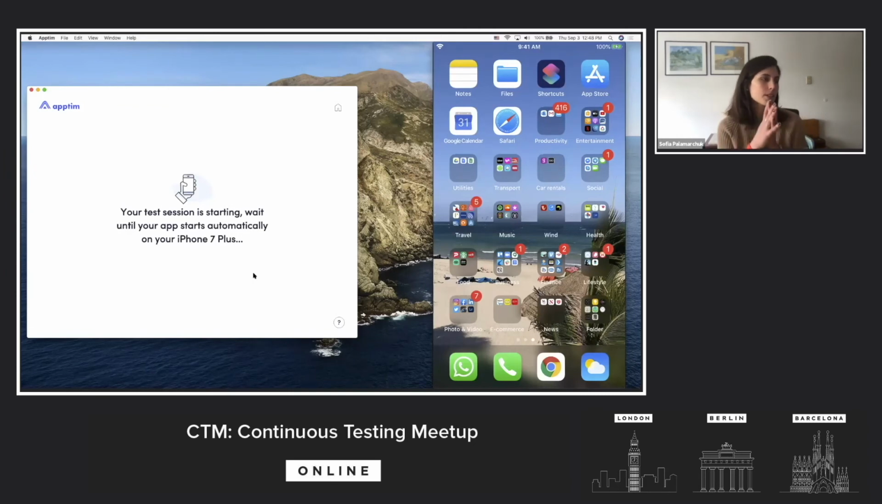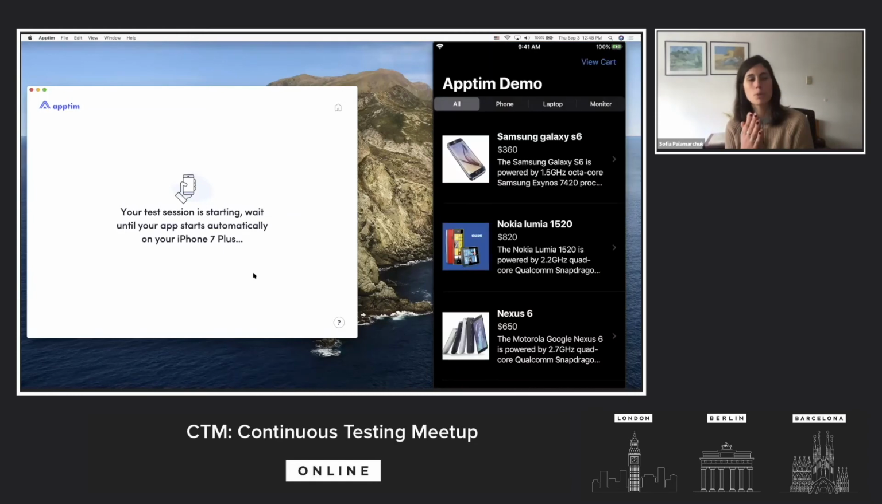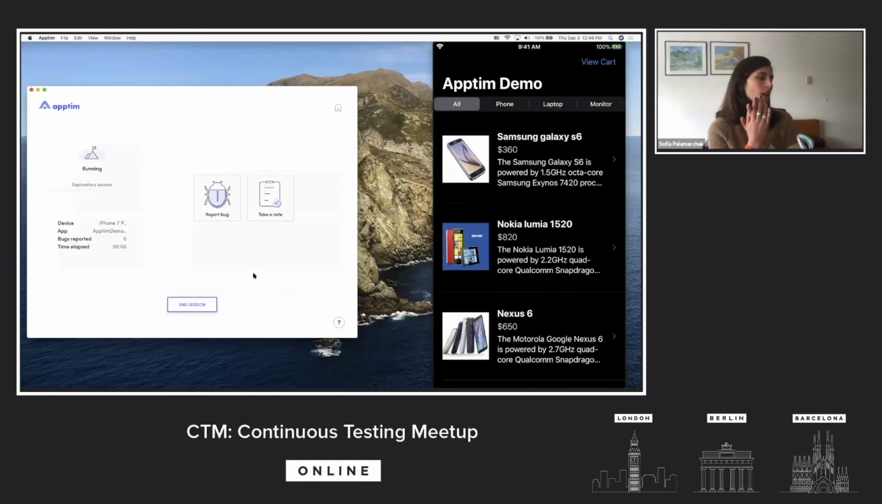During the test, I can report bugs that I find, and I want to give details. Those bugs then can be reported to Jira as well automatically. I can take notes, anything as a tester that I want to do, I can do it while the test is running. So I'm just going to do a quick flow.